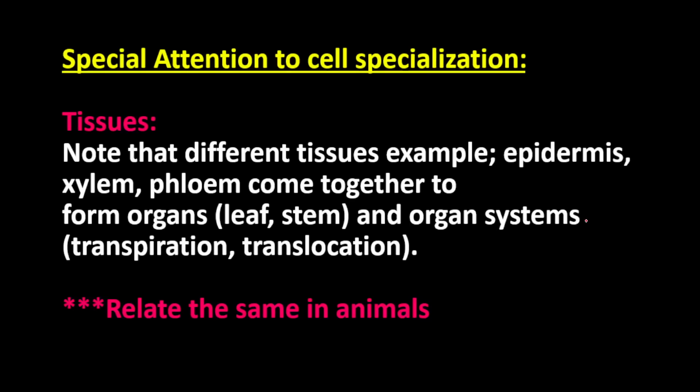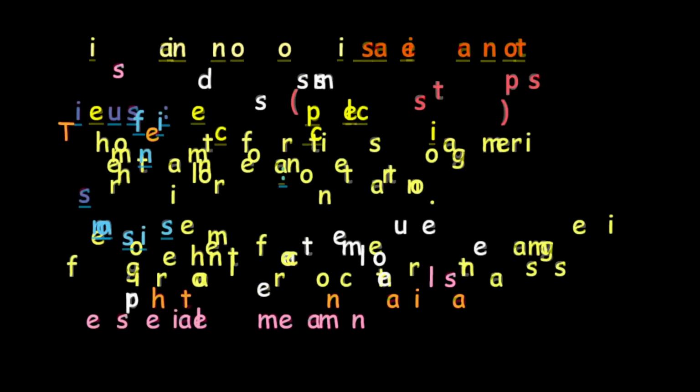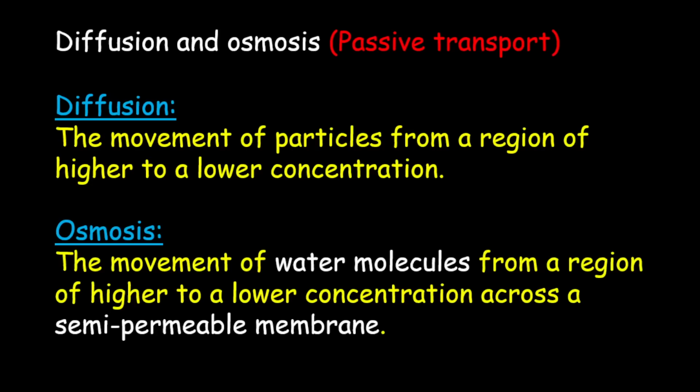So the next movement is going a little bit away from the cell. It's still on cells, but this is talking about the transport in and out of cells. There are two processes that we need to think about here, diffusion and osmosis. A point to note is that diffusion and osmosis are what they call passive transport, which means no form of energy is required. Passive transport, no energy required.